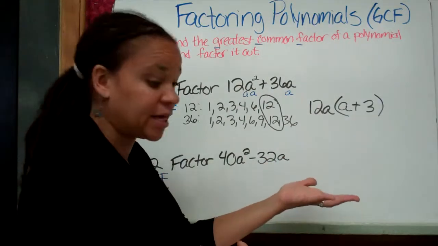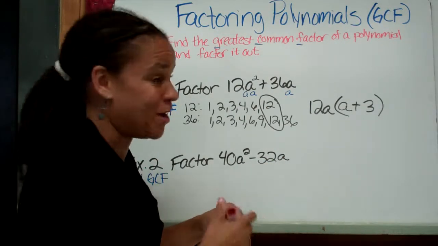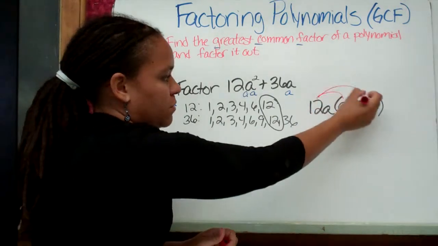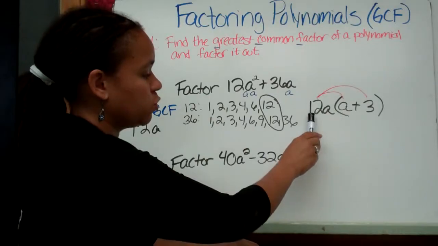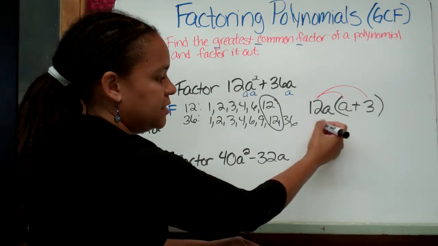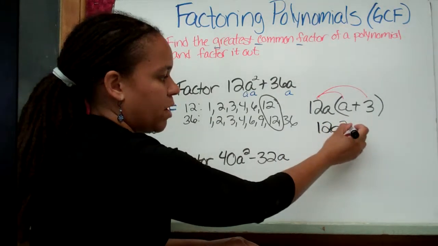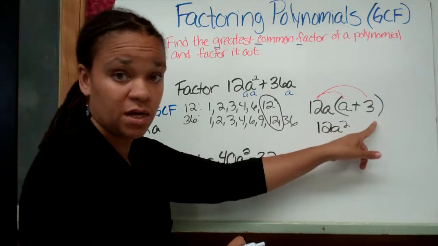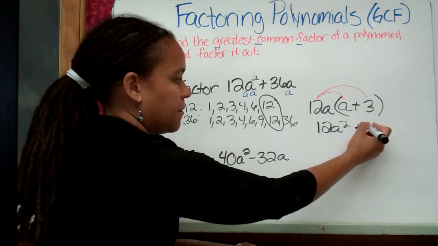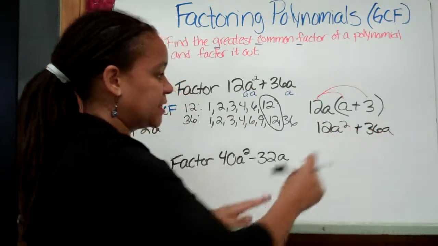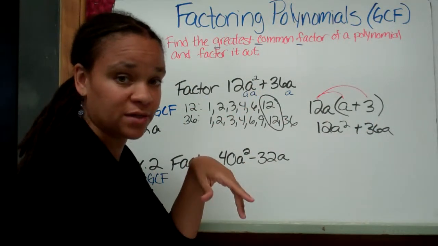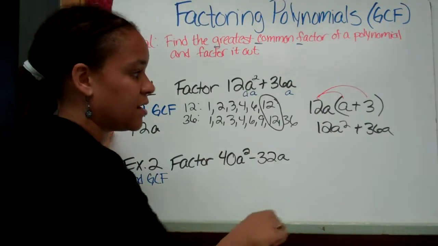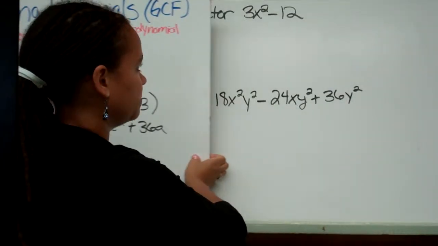You can always check and see if you're right. There's no way to not know you're right. You can always check it. Distribute, and you should end up with the original expression that you have. 12a times a is 12a squared. 12a times 3 is 36a. Is that exactly what you had in the beginning? Yes, it is. So you know that you factored it correctly. All right, let's look at another example or two.